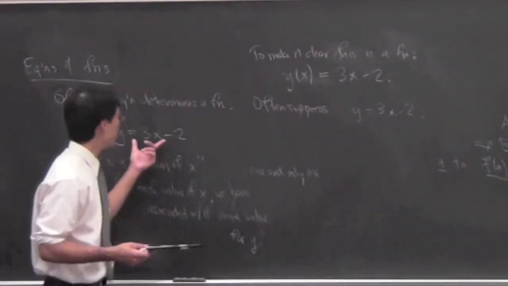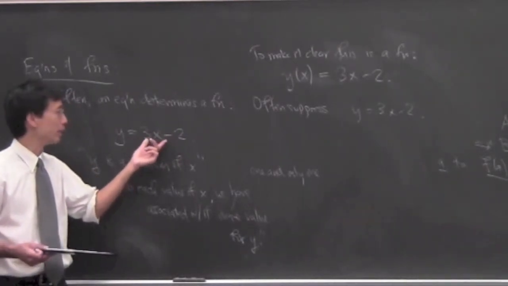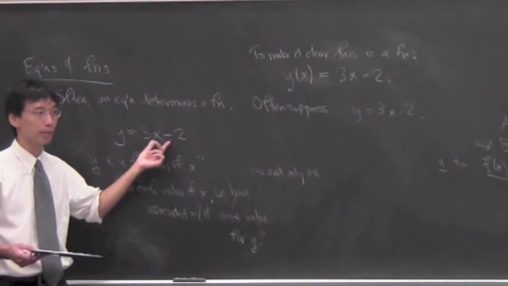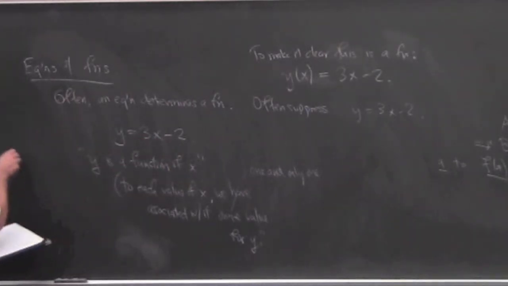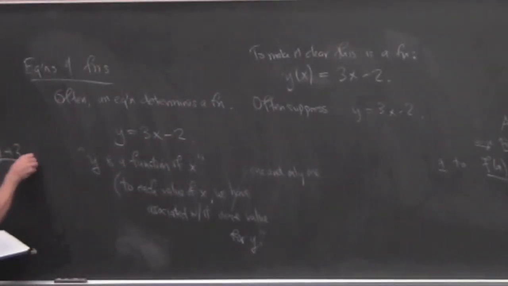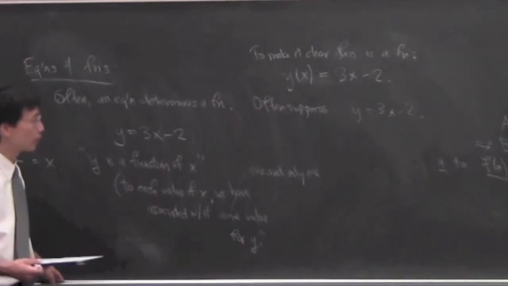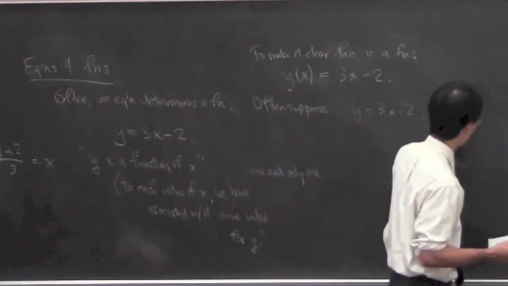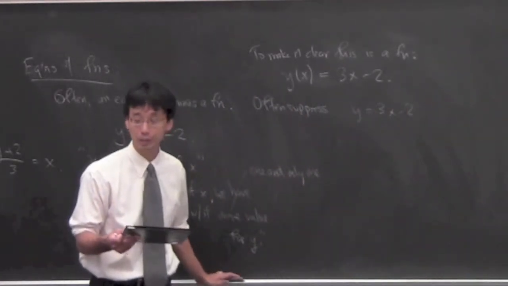Notice that we could take this function in the opposite way and think of x as a function of y. It's equally valid to say that for this equation we get y plus 2 over 3 equals x. X is a function of y also. It depends on how you want to look at it, which one you want to consider as dependent and which as independent.